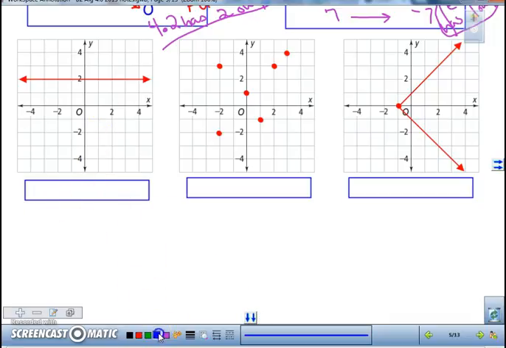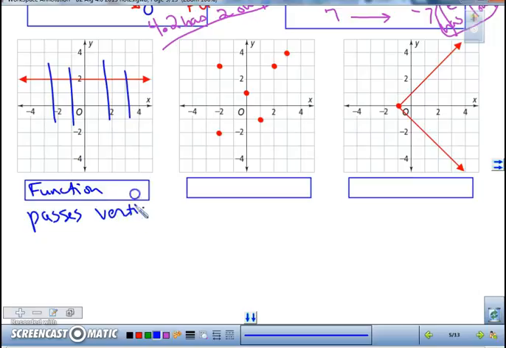So we are now looking at this bottom part, and if we look at this one, do you think this is going to pass our vertical line test? And we would say this one is a function, and our reason is it passes the vertical line test. So you can say it passes the vertical line test. You could also say each input has one output.